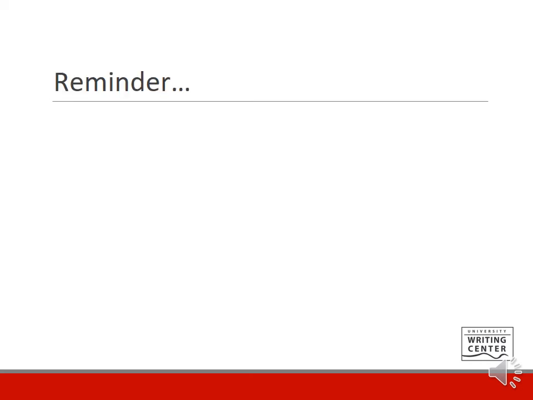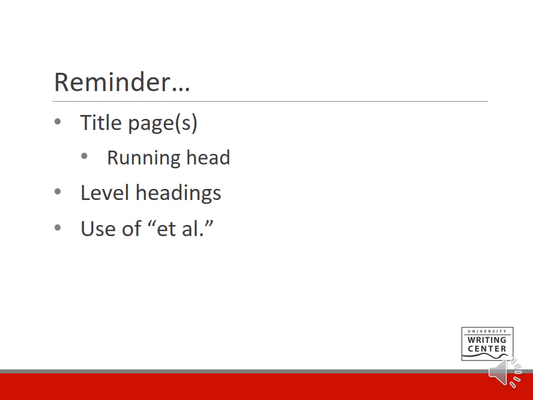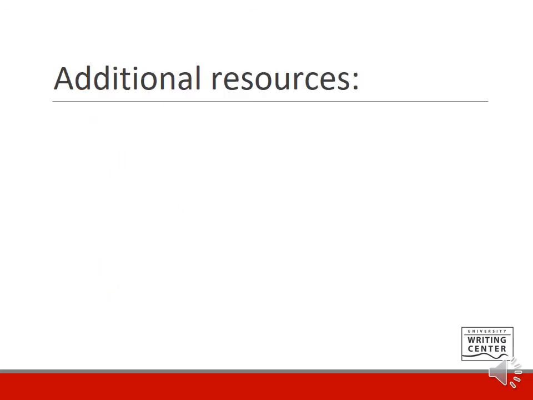As a reminder, today we discussed 5 areas of changes in APA 7th edition: the title pages and running head, level headings, use of et al. in in-text citation, references, and pronouns. Your first resource should be the APA Manual 7th edition.